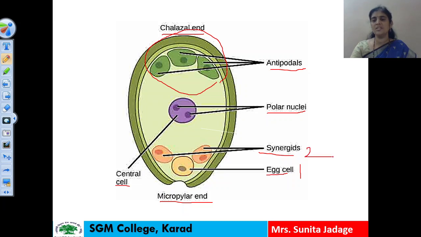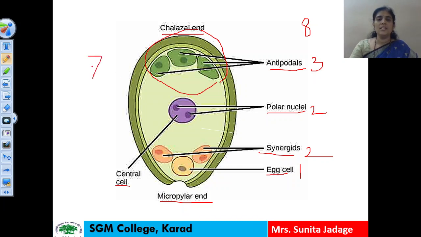So synergids are 2 and the egg cell is 1. Polar nuclei are 2 in number and the antipodal cells are 3 cells. So this embryo sac shows 8 nuclei. You can see here 3 nuclei are present at the chalazal end, 2 nuclei are present at the center and 3 nuclei are present at the micropylar end. So in total 8 nuclei are there, and cells you can count here. The 3 cells are present at the chalazal end, 3 cells are present at the micropylar end and 1 cell is present at the center.